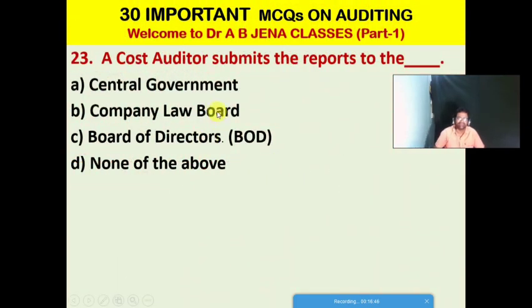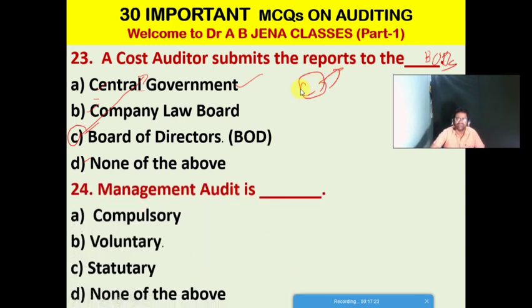So next one MCQ: a cost auditor submits the report to whom? A, the Central Government. B, the Company Law Board. C, the Board of Directors. D, none of the above, friends. So C is the right option for this MCQ. A cost auditor submits the reports to the Board of Directors. So C is the right option for this MCQ.